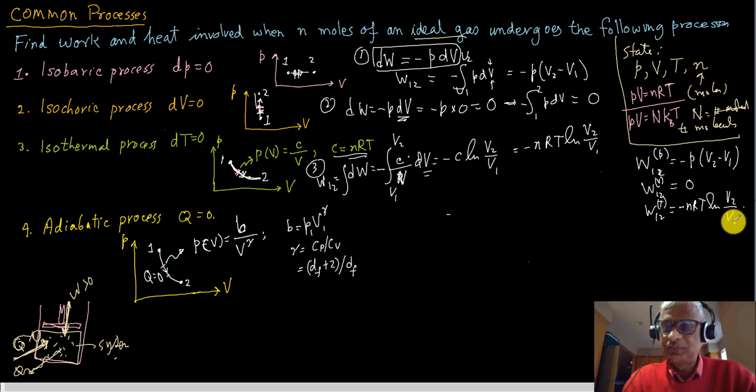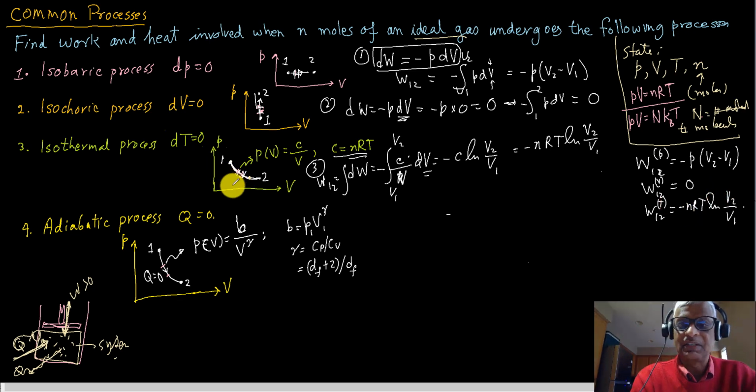If V2 is more than V1, meaning it expanded, the work is going to be negative. And if it's compressed, then V2 over V1 is less than 1, the log is negative, and the work is going to be positive. So if it's compressed, it's going to be positive work.